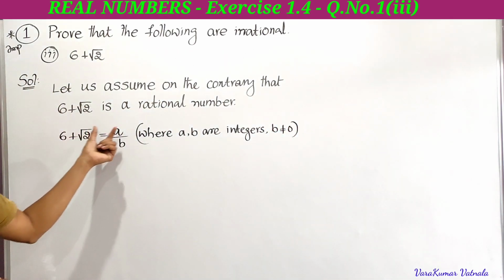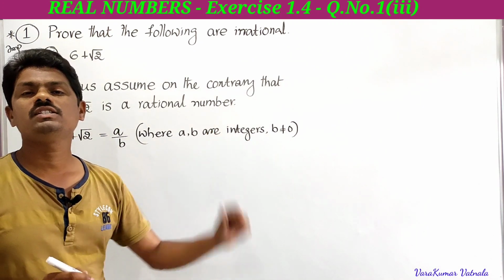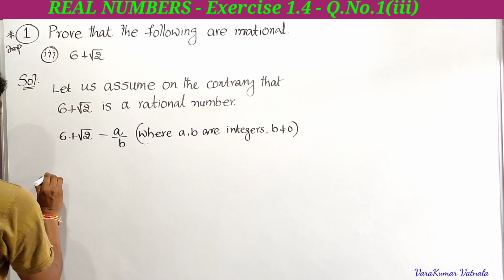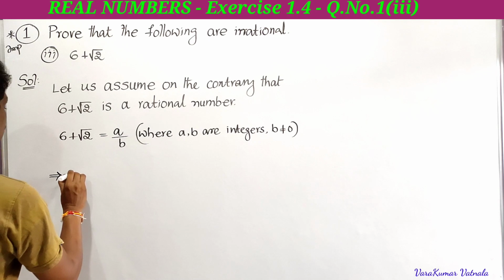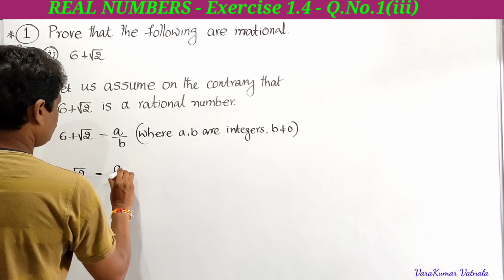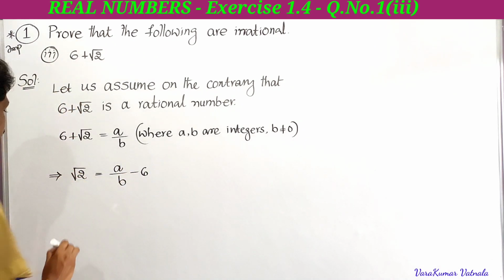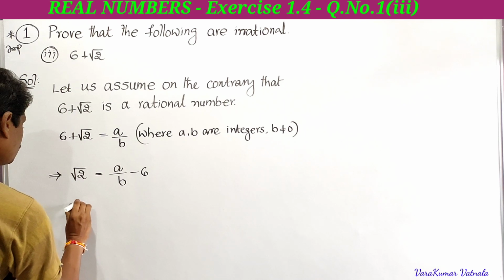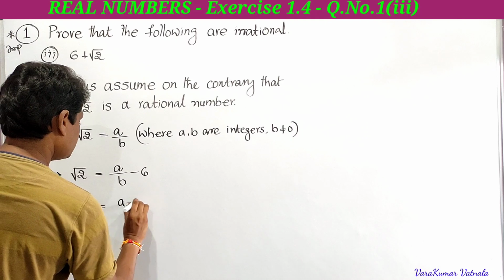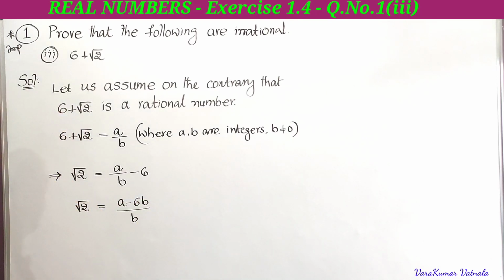So 6 plus root 2 is equal to a by b, where a, b are integers and b is not equal to 0. See what I am doing here. Take 6 to the right side. On the left hand side we have root 2 is equal to a by b minus 6. Write a by b as usual and find the LCM. So root 2 is equal to (a minus 6b) divided by b.